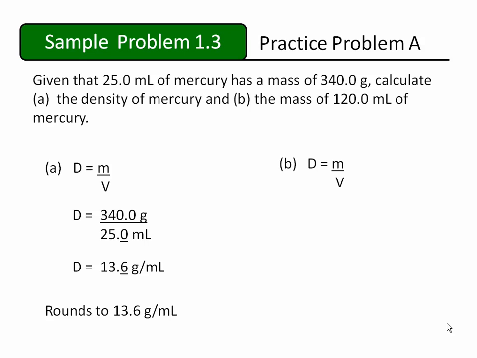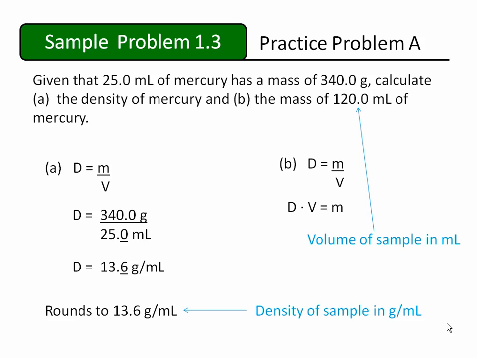For the next part of the problem, we need to find the mass of 120.0 milliliters of mercury. We can look at the density equation and rewrite it with mass on one side by itself. Algebraically, we must multiply both sides of the equation by V. This tells us that to solve for mass, we will multiply density times volume. Our volume of 120.0 milliliters and the density that we got in part A are the pertinent values here.